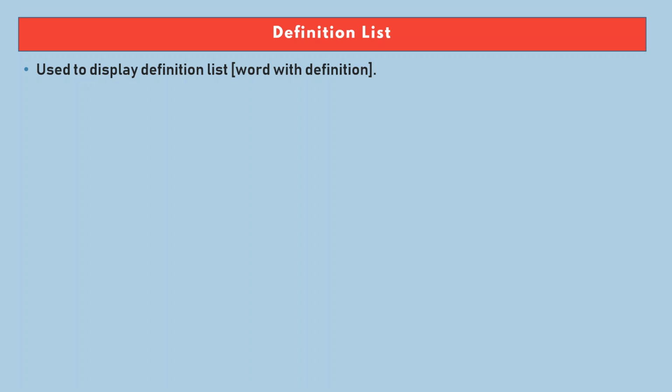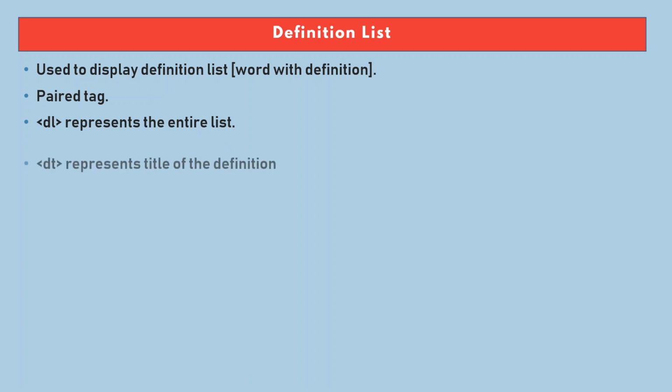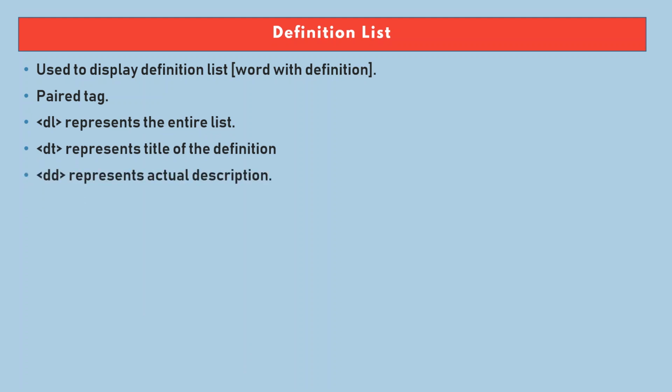So whenever you want to display the list of definitions in the web page, then we have to use definition list. The entire list of definitions is represented as DL. DL means definition list. The actual word or a title is represented as DT, which means definition title. Actual definition is represented as DD. Okay, a group of list of definitions is called DL. The actual word, like I can say heading of the definition, is DT. Actual definition is DD.